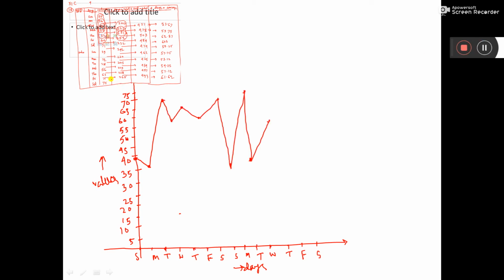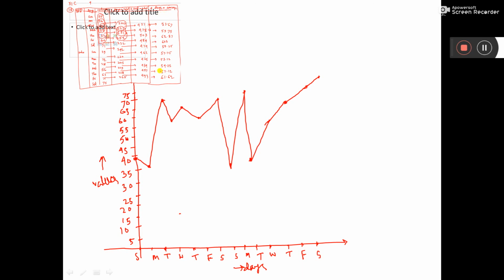Wednesday, then Thursday value is 63. So value 63, where will it go? 63 will go above 60. So it is 63. Then Friday it is 71. So approximately 71 is there. Then Saturday, what is the value? It is 75. So approximately it is 75. So this is the graph of the values.